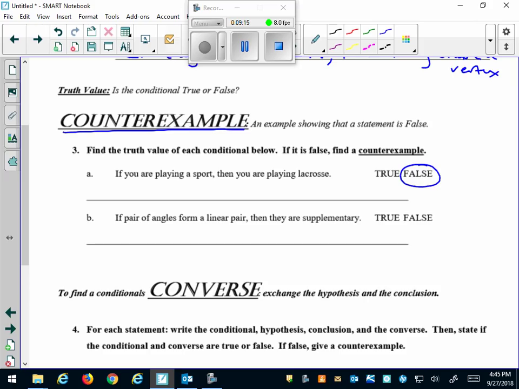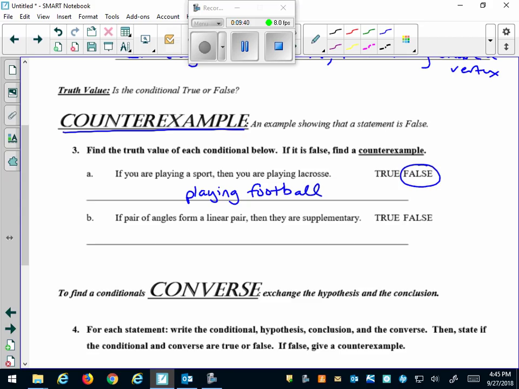What might you be playing instead? You could be playing football. So the counterexample would be playing football. All you need to do is come up with one instance that makes this conditional a false statement.